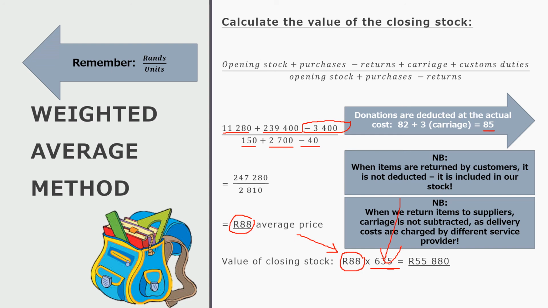So when we return items to the suppliers, we will subtract at the unit cost of the purchases that we made from the supplier. The carriage we cannot subtract. That is a cost. Even if we return it, it is a cost that we still have to pay because we paid that to a different service provider. And if the stock is defective, it has to do with the supplier, but the delivery people, it's got nothing to do with them. It's not their fault that the stock was obsolete or damaged in any way. So we will still have to pay that.